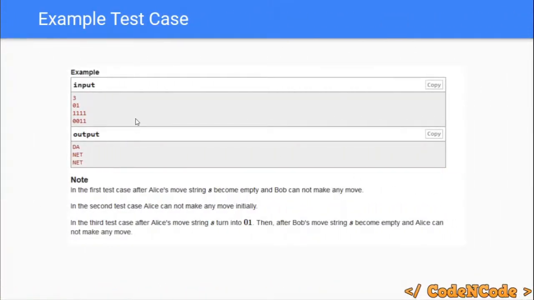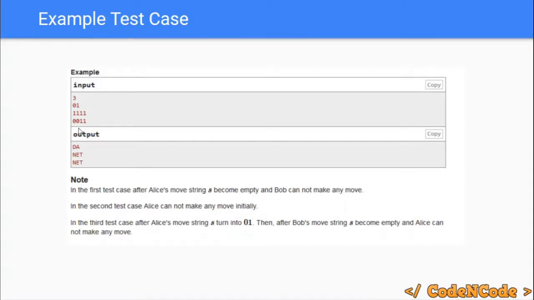If I show you another example, this is the example test case. We have to print DA if Alice wins, otherwise we have to print NET. In the first test case, of course Alice wins because she can make a move. There are only two characters which are distinct, and of course they are consecutive. Alice can remove them, and then Bob will not be able to make any move. In the second test case, there are no moves, so of course Alice cannot make any move, so she loses.